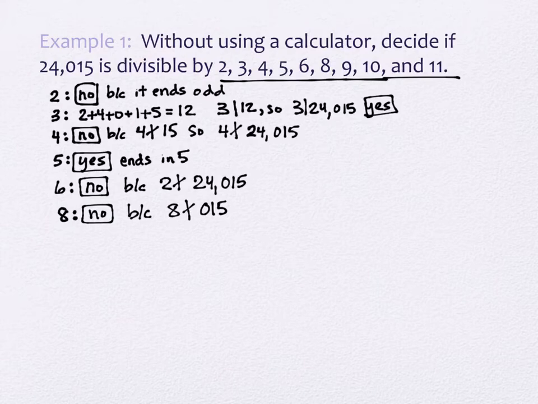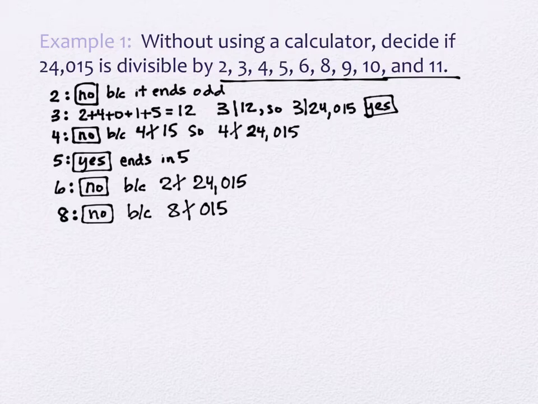But check this out. The original number's not even, right? 24,015 is an odd number to begin with. It's not going to be divisible by anything even. It doesn't matter if it's 2 or 6 or 12. The number's not even, it can't work. That doesn't ensure that if it were even, it would work all the time, but at least it fails very quickly because it's odd.